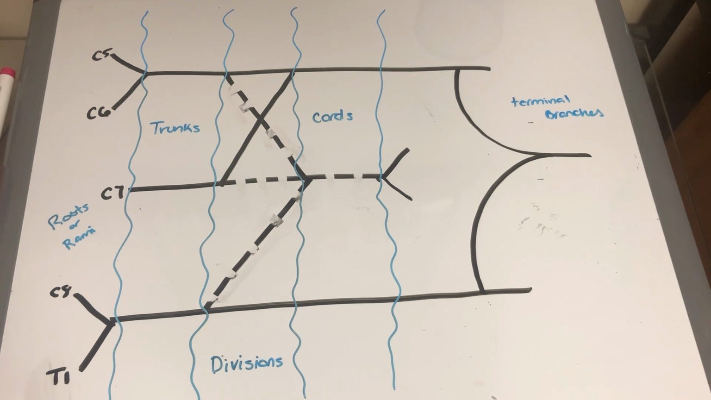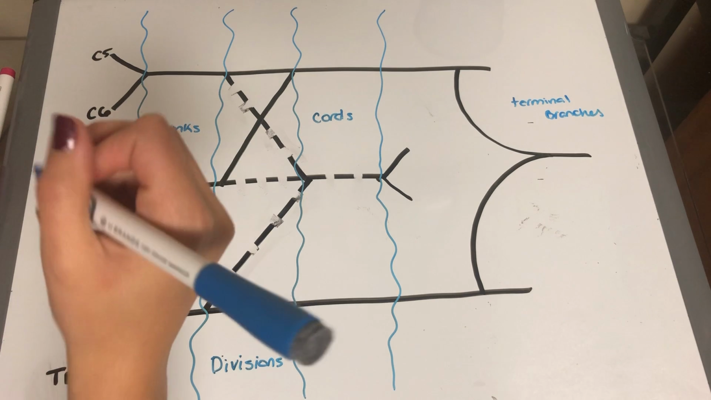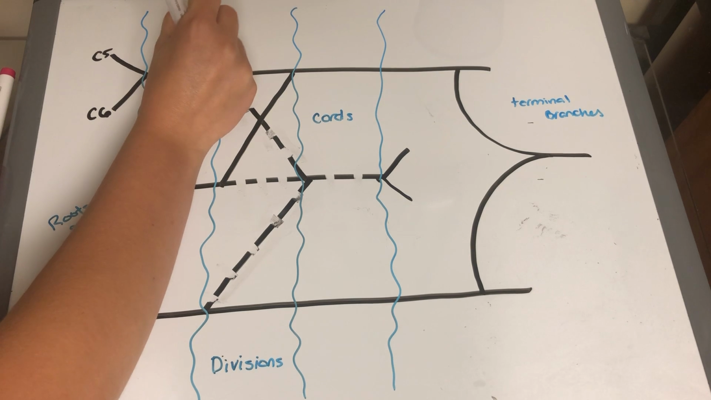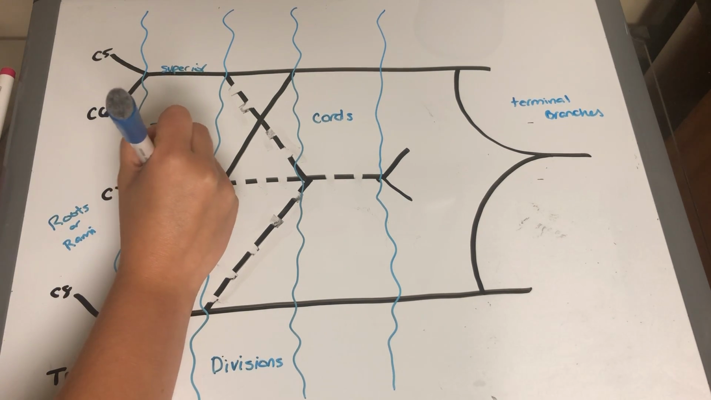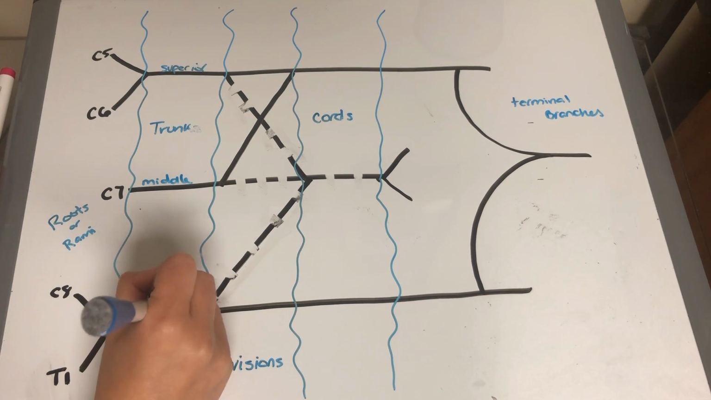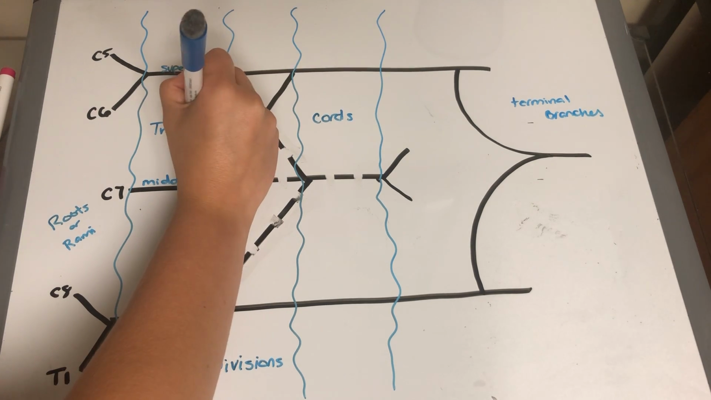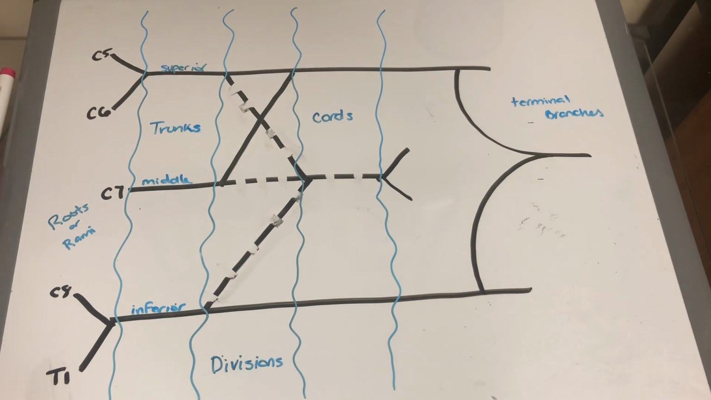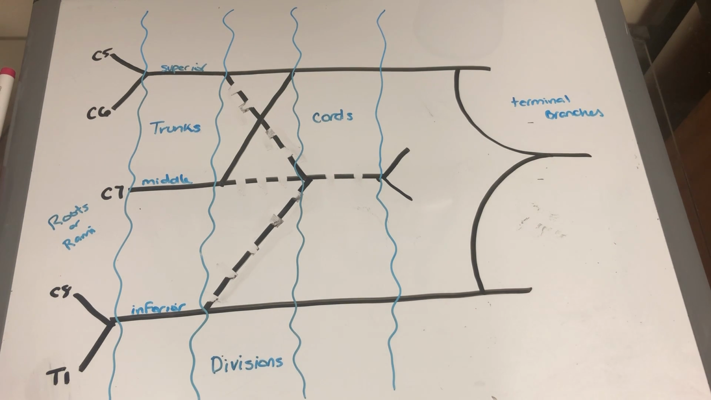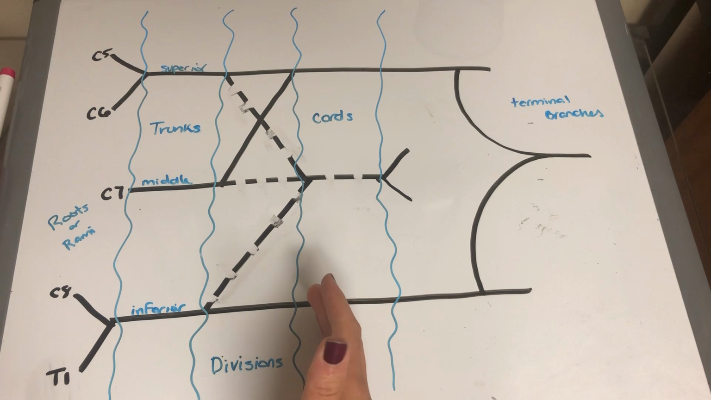So now we're going to name our trunks. We have the three of them, and we refer to them as the superior, middle, and inferior. And some of our stuff might get messed up, but hopefully you get the gist of it. Next we have our divisions, which there were no specific names for the different divisions that were given to us today. And then lastly we have our cords.